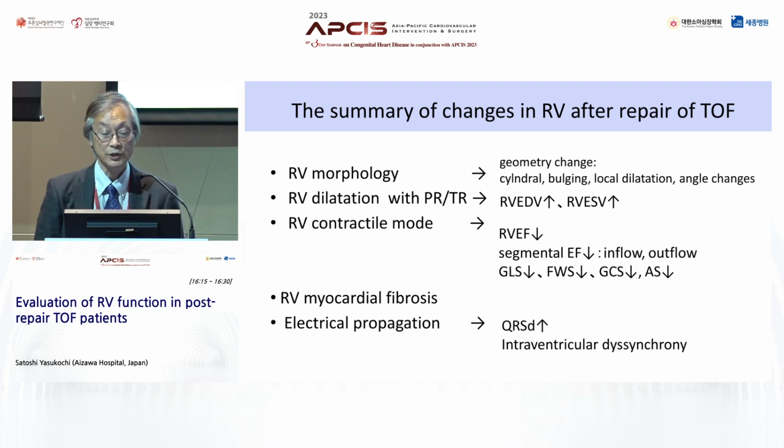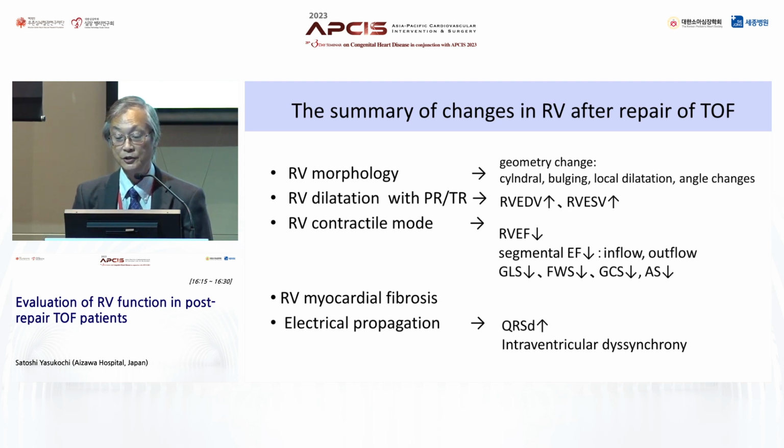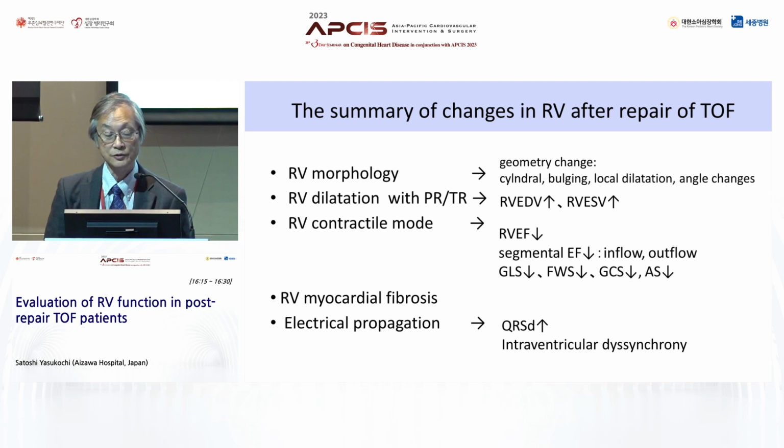So RV morphology shows geometry changes, from the crescent type to a cylinder, with bulging, local dilatations and angle changes. And RV dilatation with PR and TR shows elevated RV EDV and RV ESV. RV contractile mode shows a reduced ejection fraction as well as reduced strain in the measurement. And also electropropagation was prolonged, with a longer QRS duration, and sometimes causes interventricular dyssynchrony.